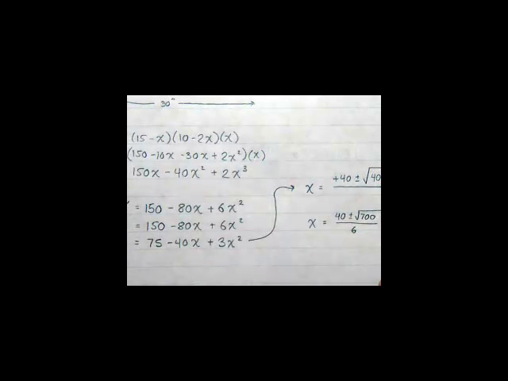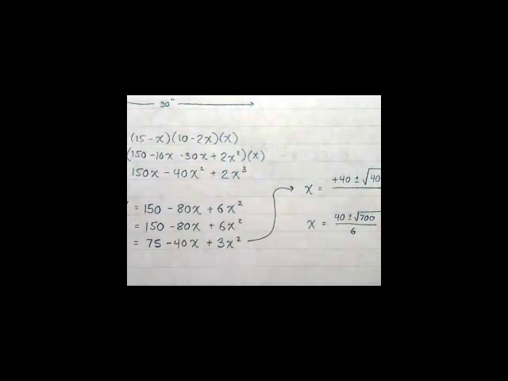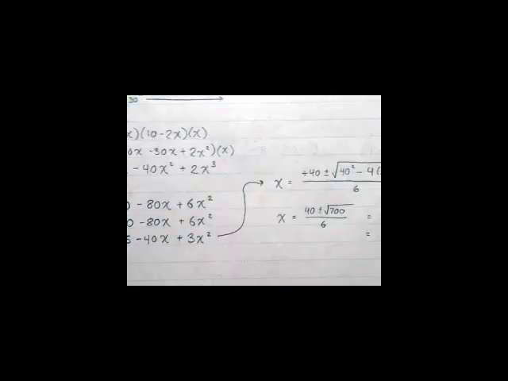So we got 11.076. And then if we use the minus, 40 minus the square root of 700, and then divide that by 6, we also get 2.257. So again, we're in a situation where we've got two separate numbers that could represent what we need for x to maximize the volume. How do I figure out which one actually maximizes the volume, though?